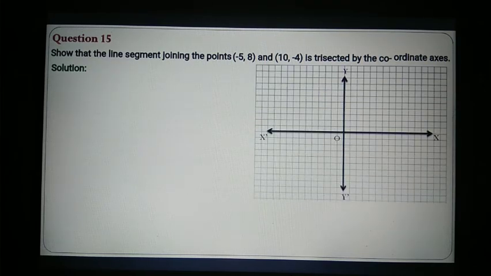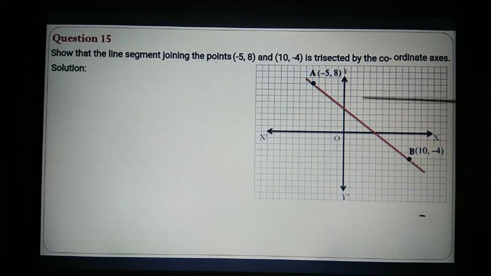So basically I'm taking a graph sheet, I'm plotting the 2 points, A and B, and let me join them. Okay, now from the figure it is clearly seen that this line segment is intersected at this point and this point. So these are my coordinate axes. According to the question, we need to prove that this point and this point are the points of trisection.